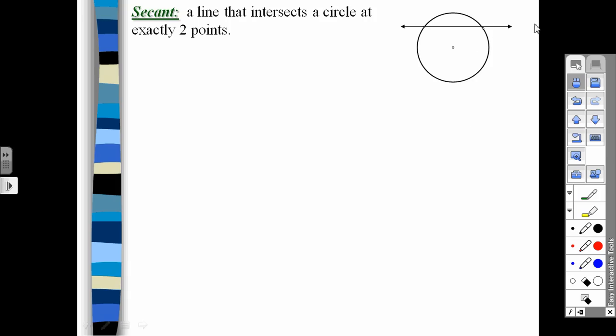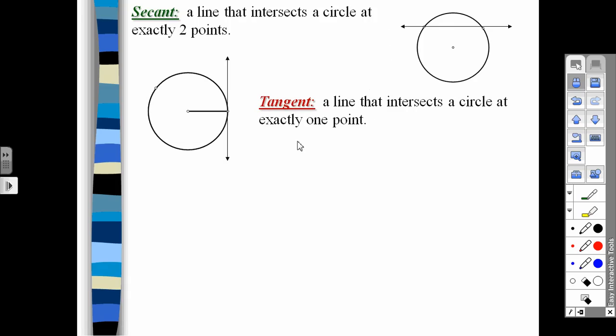It goes forever and ever, right? So it is going to go outside of the circle. Now the part that's going from this endpoint to that endpoint right there, that would be a chord, right? But once you start extending stuff that's outside of the circle, it becomes a secant line.